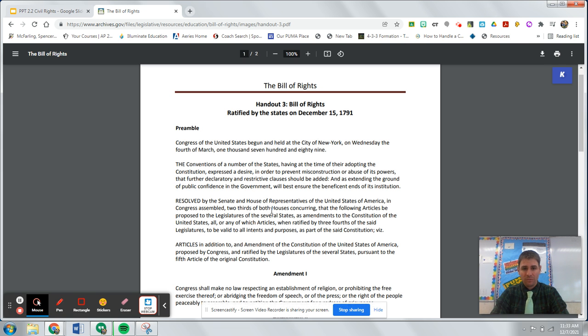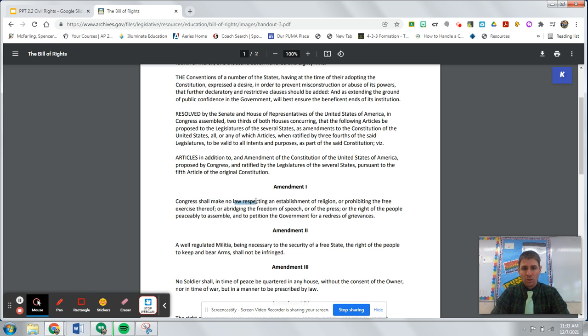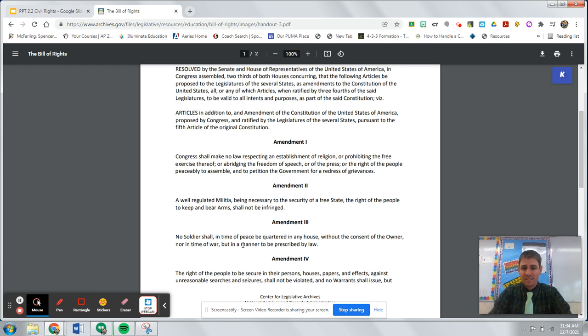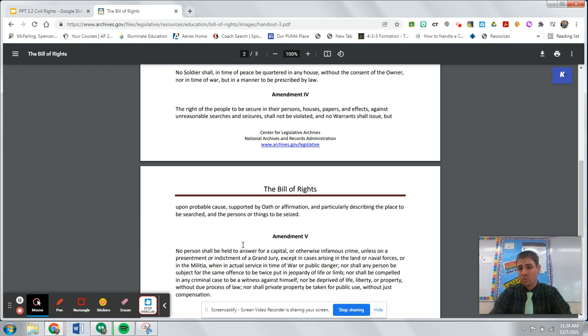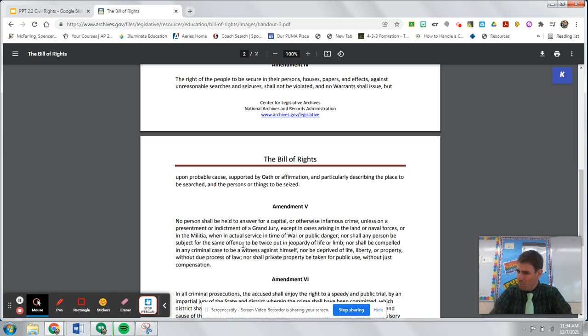So first off, let's check the First Amendment. Congress shall make no law respecting an establishment of religion or prohibiting the free exercise thereof, or abridging the freedom of speech or the press or the right of the people peaceably to assemble. Doesn't say citizens, it's the people. A well-regulated militia, now I'm reading the Second, being necessary to the security of a free state, the right of the people. So it doesn't specifically say citizens, which is interesting, because if they're considered people, then maybe this would be an argument in favor of allowing undocumented immigrants those rights.